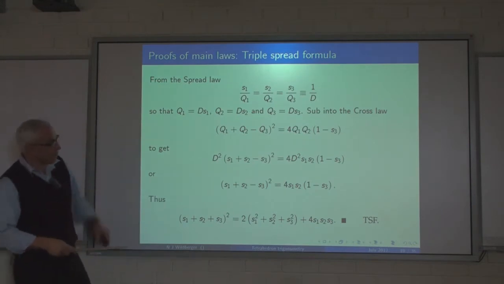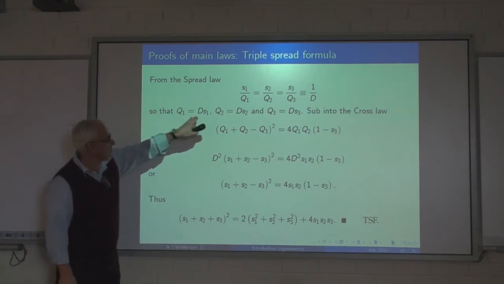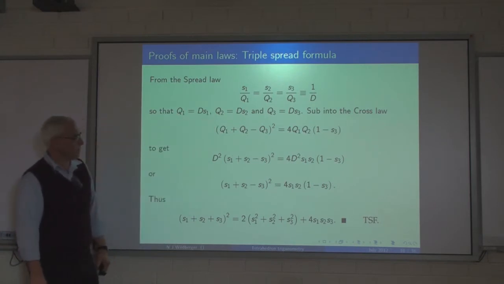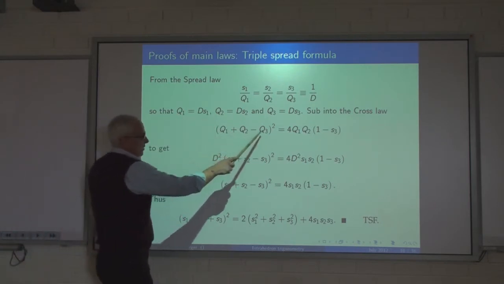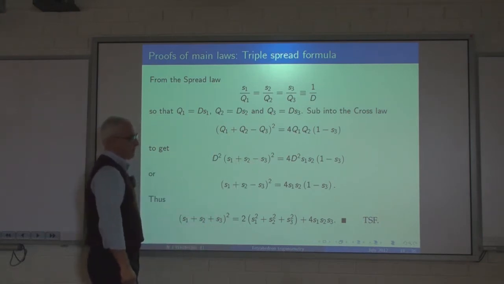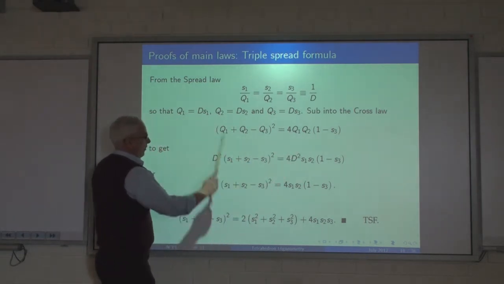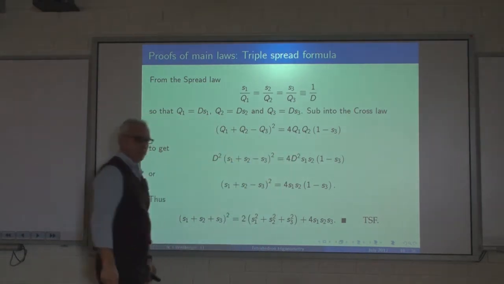We're going to substitute that into the cross law. Here's the cross law yet again. I'm going to replace the Qs with these expressions. Then there's a common d here that pulls out as a d squared, and we have S1 plus S2 minus S3, all squared. Here in Q1Q2, we have a common d squared that pulls out, and the S1, S2 left.